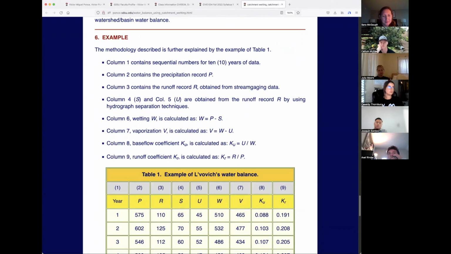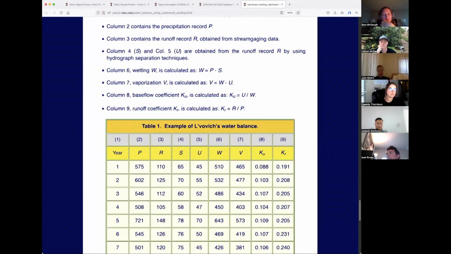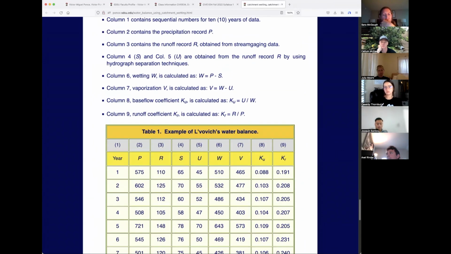Okay, so the methodology here then is, I've got 3 minutes here. Column 1 contains the sequential numbers, 1, 2, 3, 4, up to 10 years of data. Column 2, precipitation record. Column 3, the runoff record, obtained from stream gauging data. So you have to have stream gauging data in here, and that's not common, by the way. For 100 rain gauges, there are only 10 stream gauges, roughly, all over the world. So there isn't as much stream gauging data as rain gauging data. Yet, in order to do this calculation, we need stream gauging.